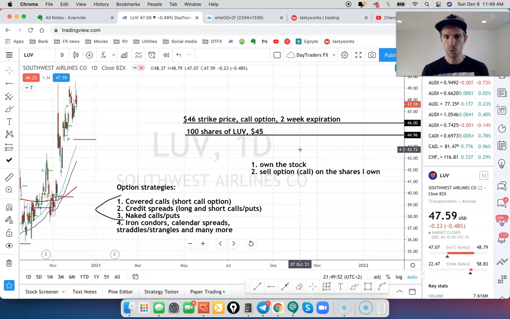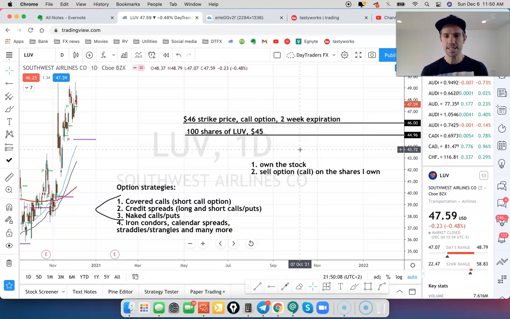So I will get $100 in stock profit. This is, again, at expiration if the stock price is anywhere above $46, $46.01 and higher. The downside is the stock could be at $100 in 2 weeks, and I still have to sell it at $46 if I hold it till expiration.